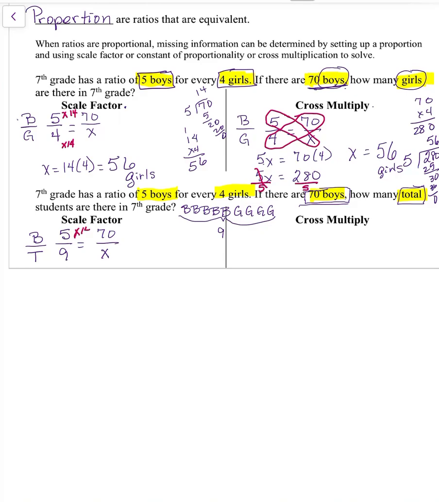Now I am going to use information from the one up there because we already know that 5 times 14 is 70. So whatever I multiply the numerator by, I have to multiply the denominator by. So I'm going to go to the side, and I'm going to say 14 times 9 is 126. So x equals 14 times 9, which equals 126 total 7th graders. Okay?